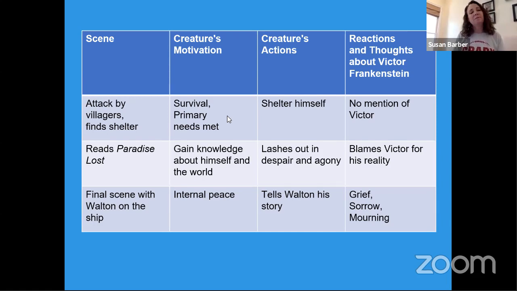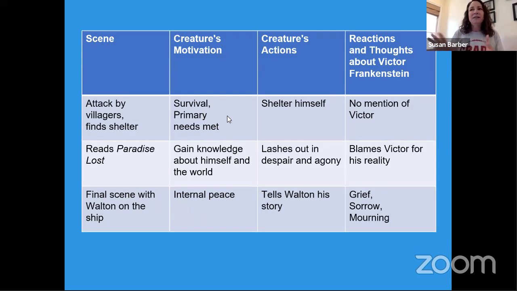So again, we can fill this in, go through these same set of questions. So the scene, it's his final scene, and he's recapping to Walton what he's thinking. And his motivation, he is just looking back over his life and trying to find this internal peace that he needs. He's telling his story, and he thinks back on Victor. He has a lot of grief, sorrow. He's mourning the relationship that he never had with his creator.